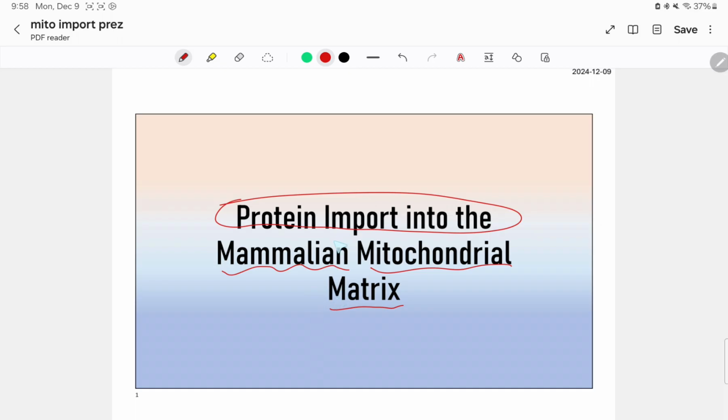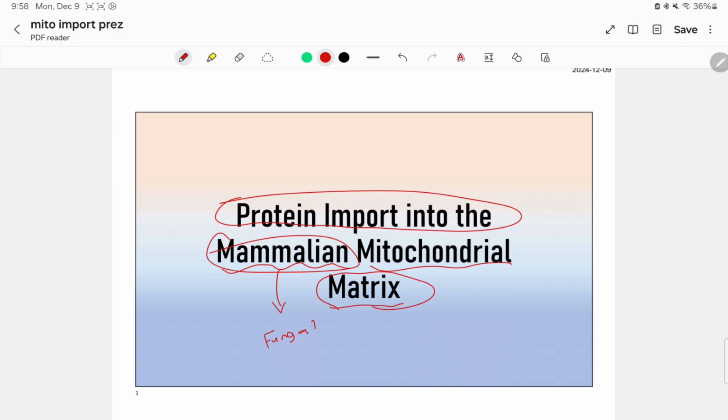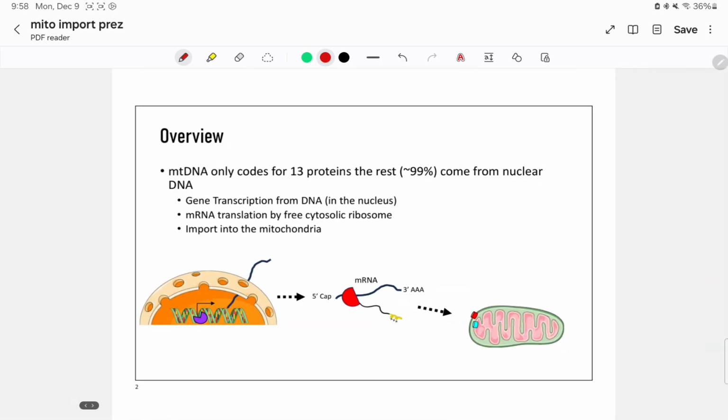Now, why do I say specifically the mammalian mitochondrial matrix? Well, because we're interested in mammals here. Usually most textbooks and literature you read are going to be related to fungi or other sorts of bacteria, but the problem is that's not really useful to us. So we want to learn about the mammals. And I say specifically the mitochondrial matrix because there are multiple pathways that we can talk about, but this video is only going to be on the mitochondrial matrix.